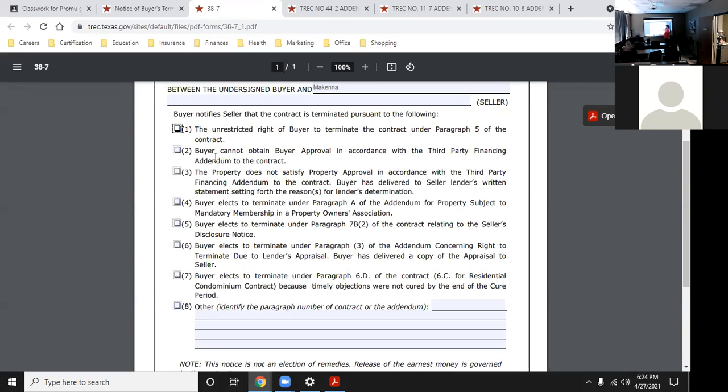So the reasons for the lender's determination: if the lender determines that the house is not worth it and they decide to back out from giving the person the loan, that's when box 3 will come into effect.